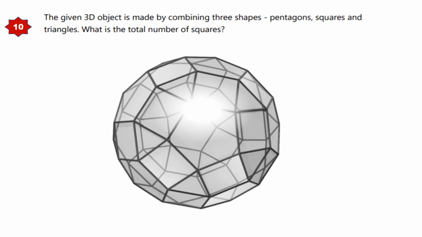Now let's see. The given 3D object is made of combining three shapes: pentagon, square, and triangle. What is the total number of squares? This also we did in the class, right? Number of squares, counting of squares, counting of triangles, like that we already studied, right? Yeah, like that. Here we have to just add all the squares. If we add all the squares, we will get 30. We have to add it, okay? 30.